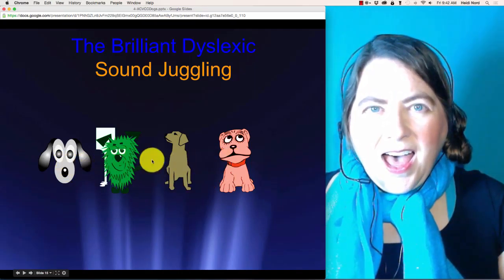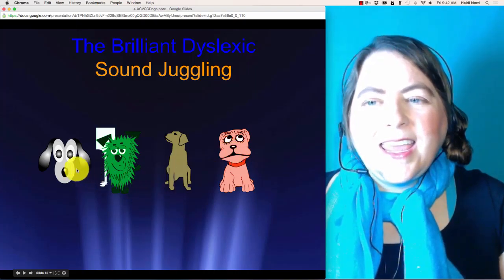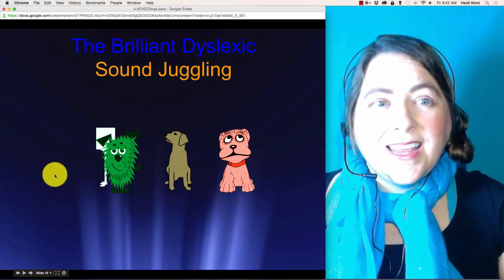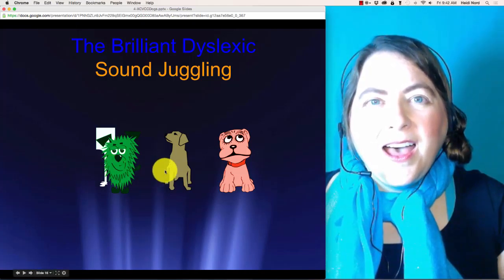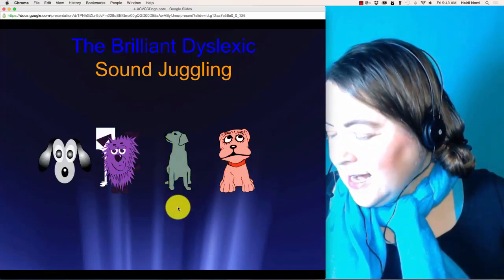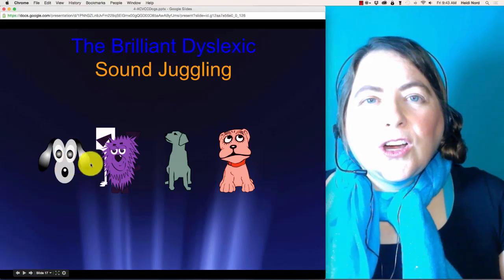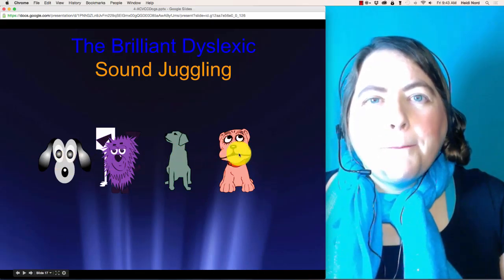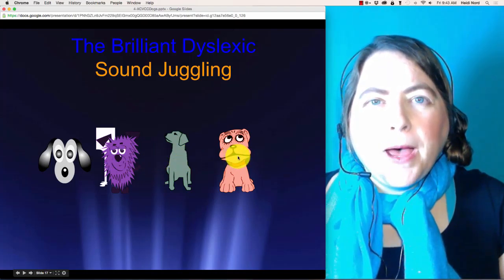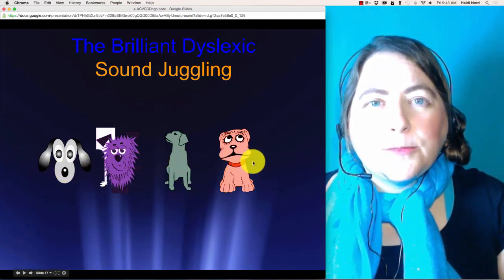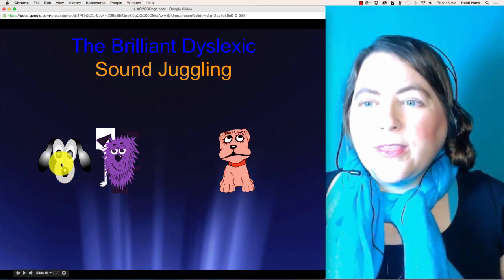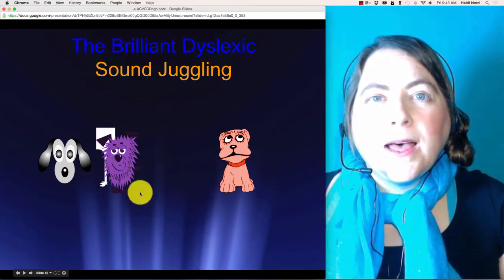Duct. In duct, what if I take off the d? Then you are left with uct. Uct. This next one is asp. Asp. In rasp, what if I take off the s? Then you're left with ap. Wrap.